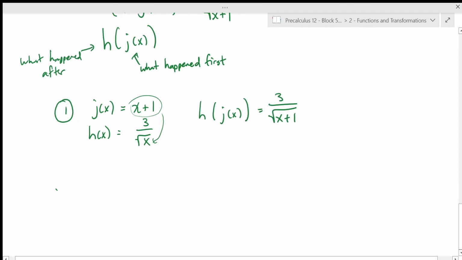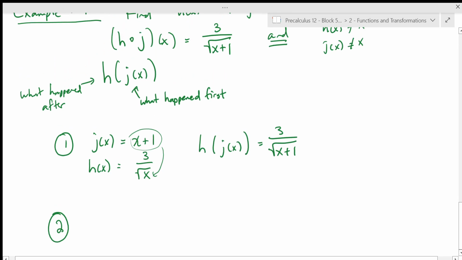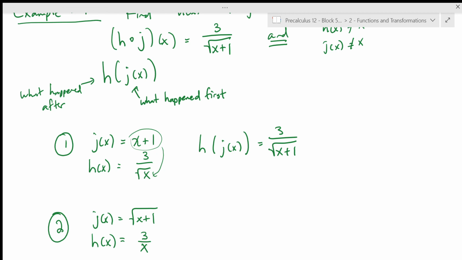So let's see if there was perhaps a different way we could do that. So we're trying to get 3 over radical x plus 1. I could have made j of x equal to, well, when we have a fraction, we can see the denominator goes over that whole radical. So it looks like we did the radical before we did 3 divided by it. So j of x could be radical x plus 1, and h of x, my thing that happened second, is going to be 3 over x.